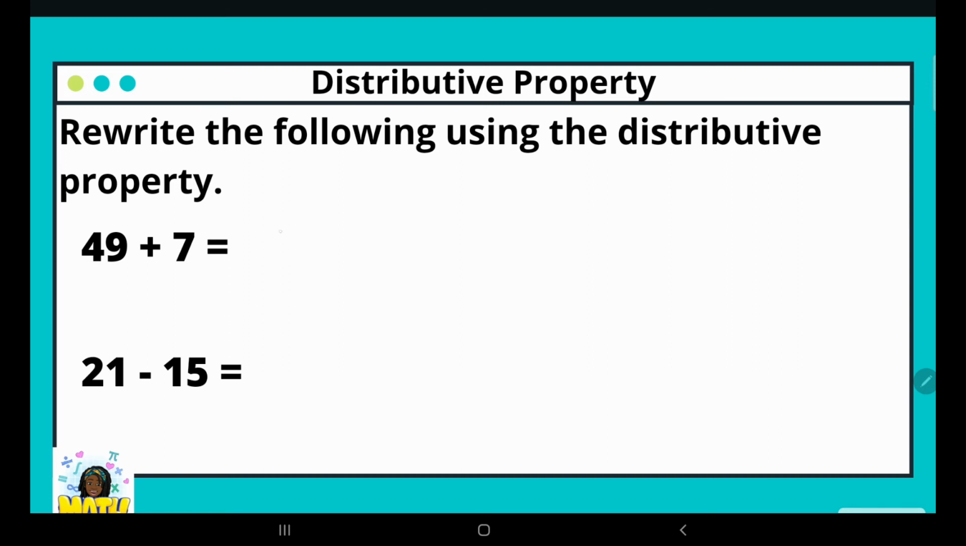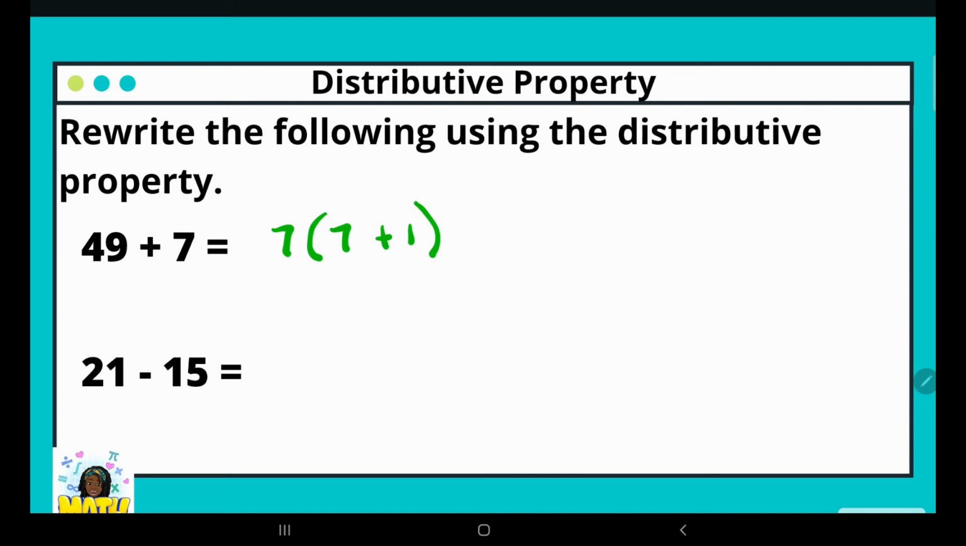So let's factor out that 7. So 7 times what number is equal to 49? 7. Yep, 7 times 7 is 49. Now 7 divided by 7 is 1. So writing 49 plus 7 as a distributive property would be 7, open parentheses, 7 plus 1, closed parentheses. Okay, and we would read this as 7 times the sum of 7 plus 1.